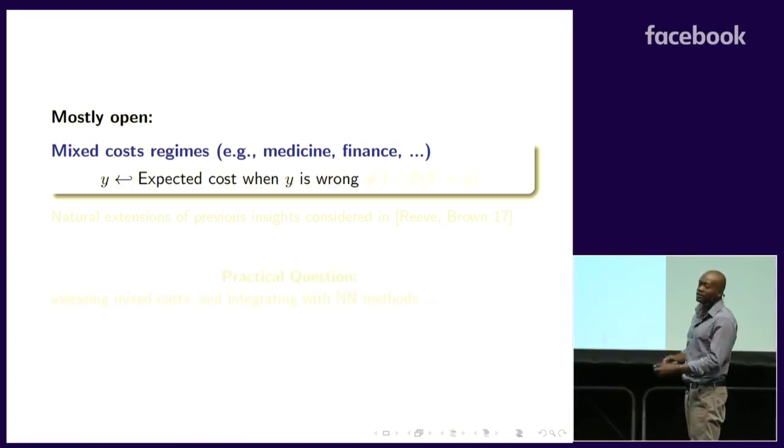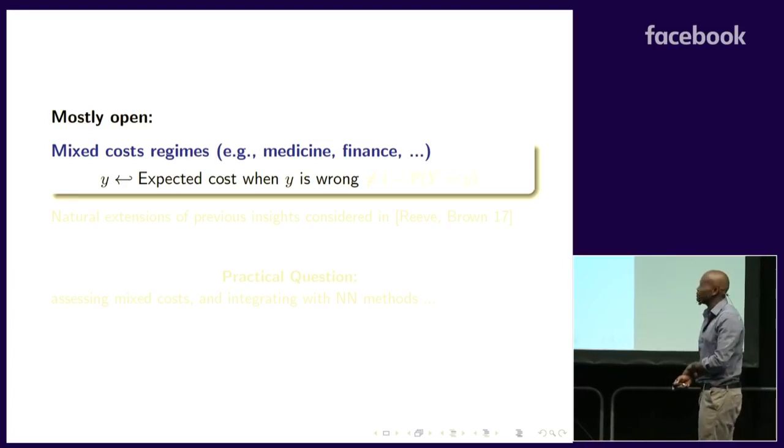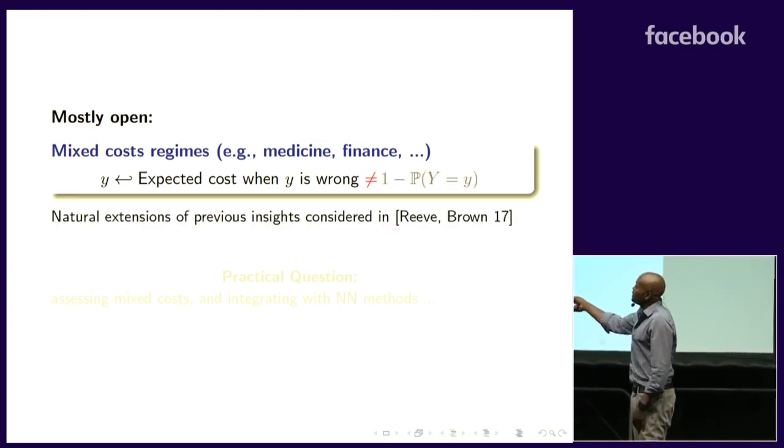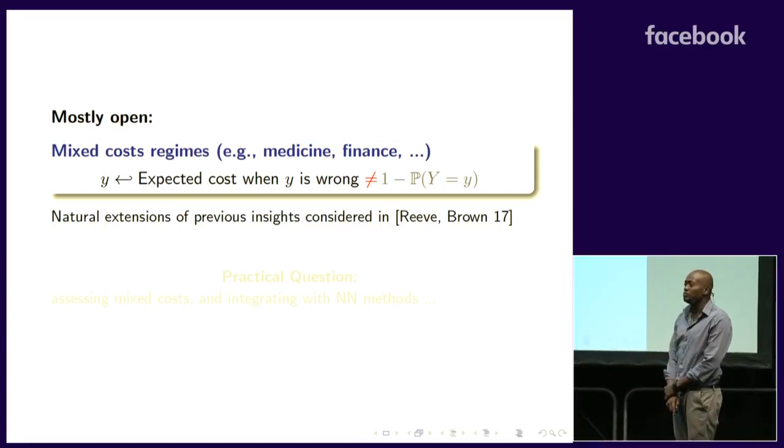And here, you can, however, still quickly extend a lot of the intuition we developed to the miscost setting by doing the following. For every y, rather than associating the probability that big Y is equal to little y, you associate the expected cost when predicting Y is wrong. Okay? And then from there, you can build the same sort of intuition. Natural extensions of these type of insights are done in Reeve and Brown 17, but I haven't seen much more work on this.